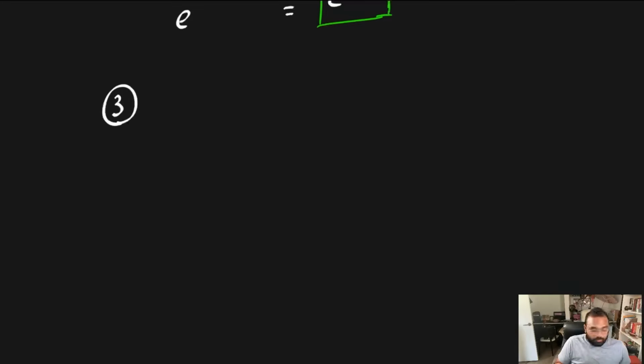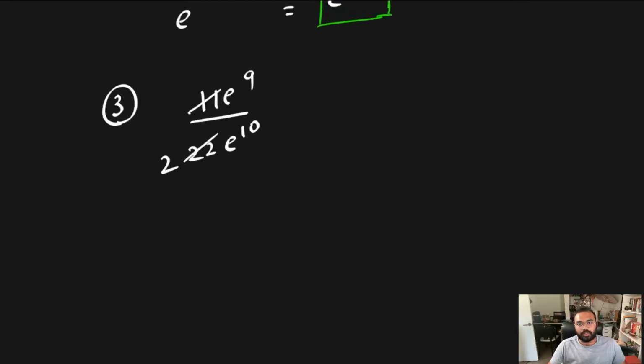Next question. 11 e to the power of 9 divided by 22 e to the power of 10. Now 11 and 22 have a common factor, right? So 11 times 2 is 22. So you cancel 11 and 22 and write 2 in the denominator. And e to the power of 9 and e to the power of 10. There are 9 e's in the numerator and there are 10 e's in the denominator. So if I cancel all the 9 e's in the numerator and denominator, I will be left with just 1 e in the denominator.